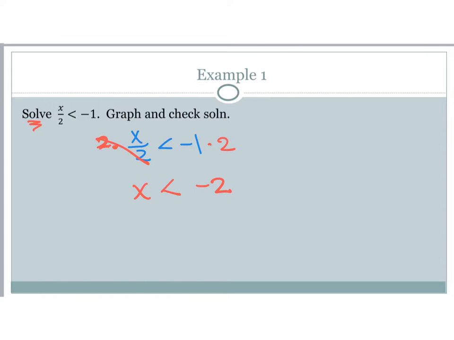Now earlier, I mentioned something about picking a test point. I like to pick the test point, and I'm going to write TP equals 0, because 0 is an easy one to use if we can. So if I plug a test point of 0 in for x, I write 0, is 0 truly less than -2? If it is, that tells me that my inequality is facing the correct direction. So I know that x is less than -2 is my correct answer.